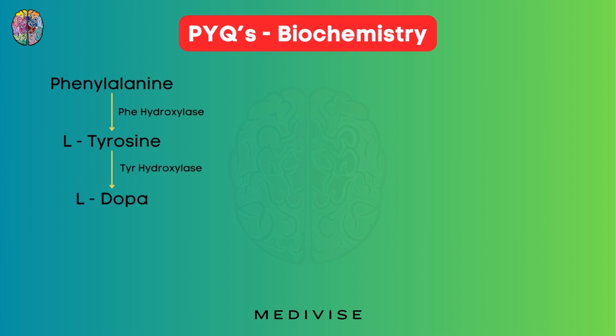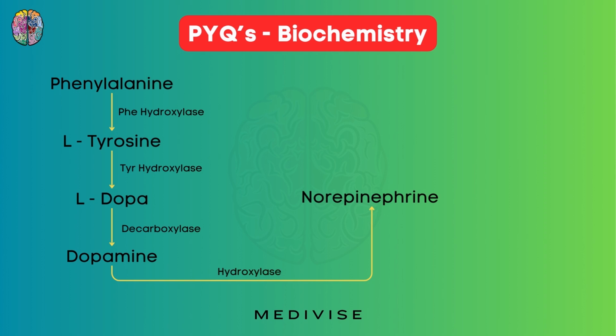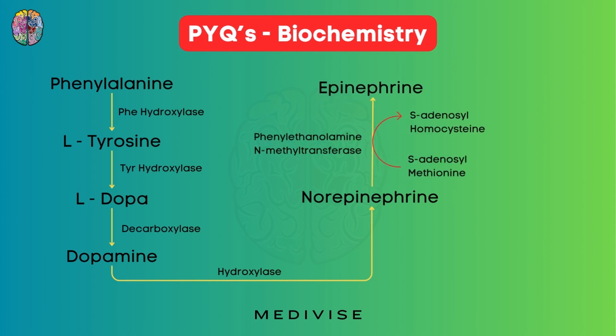L-tyrosine, with the help of another hydroxylase, gives us L-dopa, which gives dopamine with the help of decarboxylase. Now this dopamine gives norepinephrine with the help of a hydroxylase. So the correct sequence of the enzymes is hydroxylase, hydroxylase, decarboxylase, and then finally hydroxylase. Now this reaction of norepinephrine to epinephrine is what was being asked. So with the help of phenylethanolamine N-methyltransferase, and SAM, which is S-adenosylmethionine, we get epinephrine.